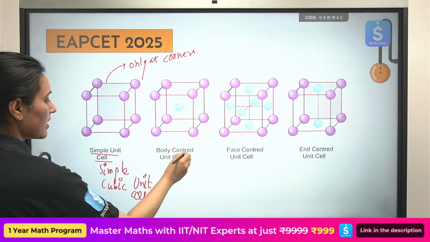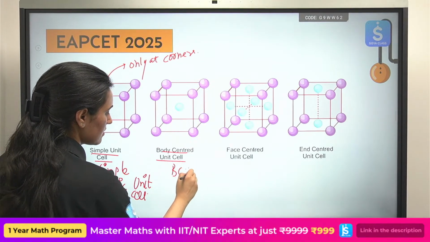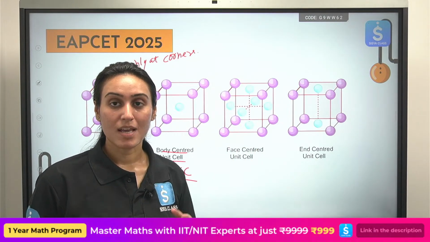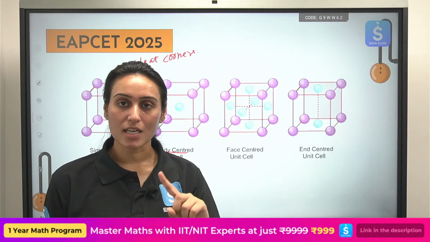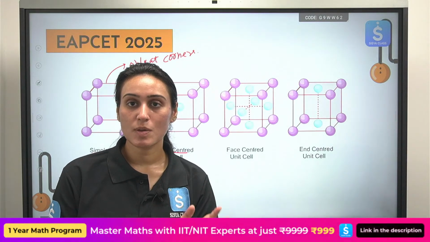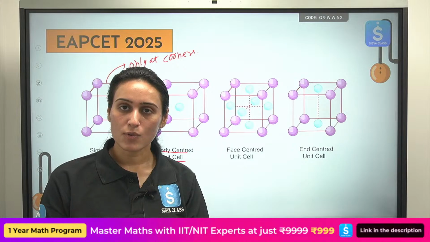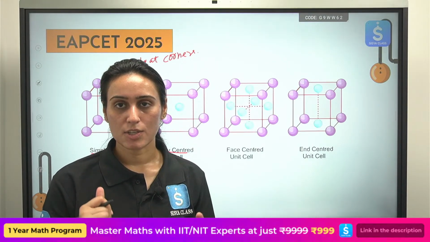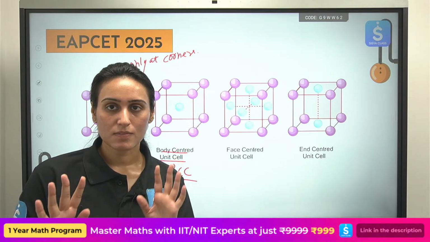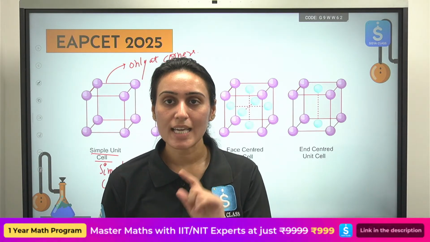What about body-centered cubic unit cell that we also write as BCC? Atoms are present at the corners. That part is same. But in addition to that, you have one atom present at the body center. Do we have to remember this information? Yes. In simple cubic unit cell, atoms are only present at the corners of the cube. In body-centered cubic unit cell, atoms are present at the corners of the cube. In addition to that, there is one atom present at the body center.